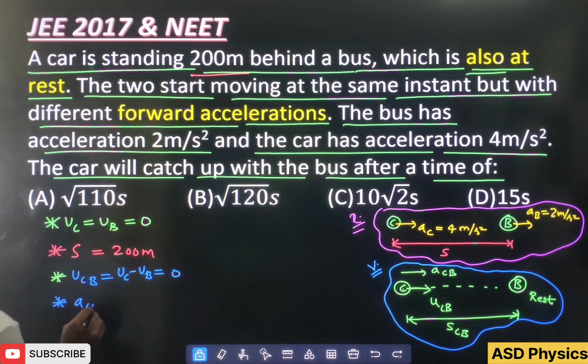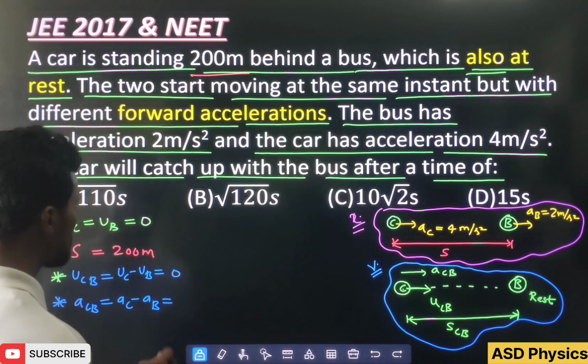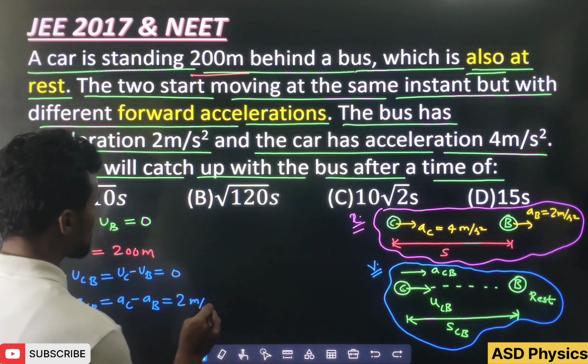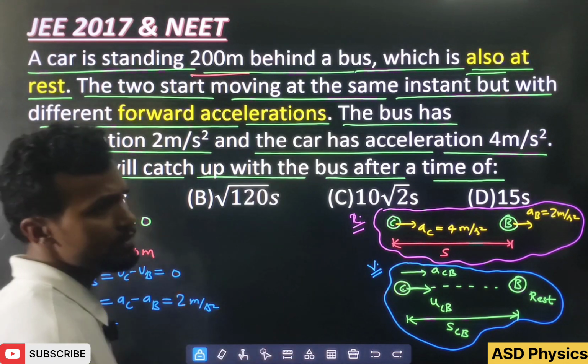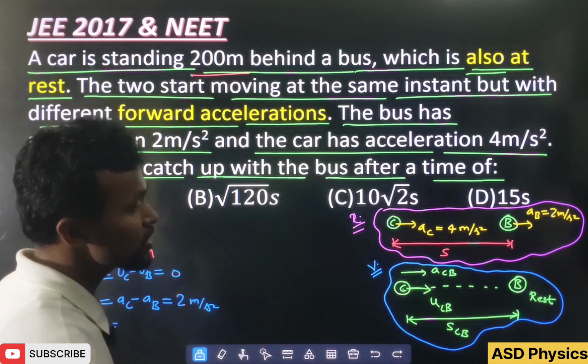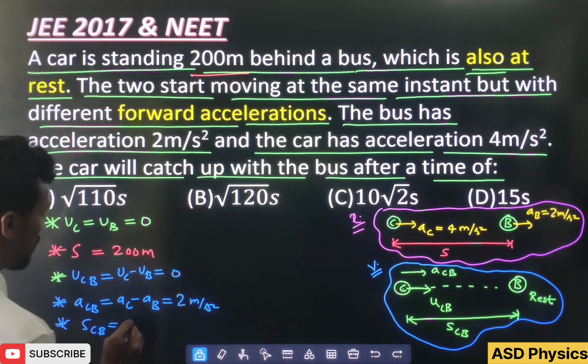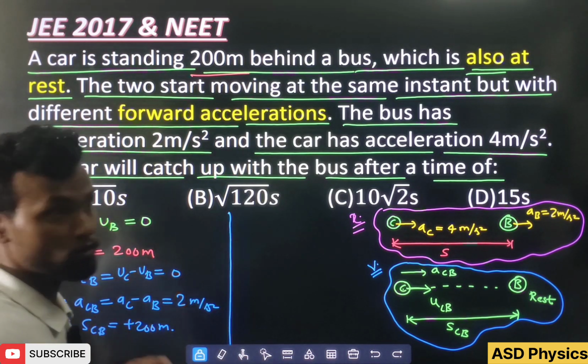After that, acceleration of car with respect to bus, how much here? AC minus AB. AC is 4, AB is 2, so 4 minus 2, it will be 2 meter per second square, okay? And this distance SCB, distance, or we can even say displacement, because it is moving in a straight line without changing direction, is it? So what is this here? Plus 200 meter. Mathematical sign convention I am following, okay?